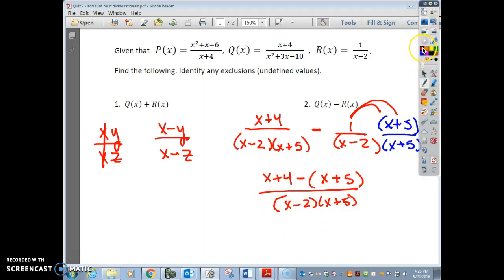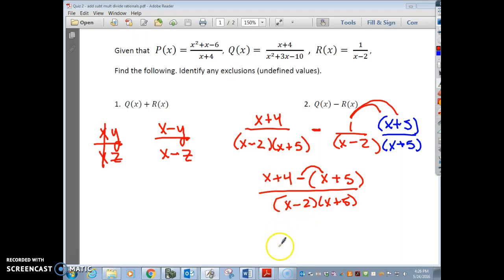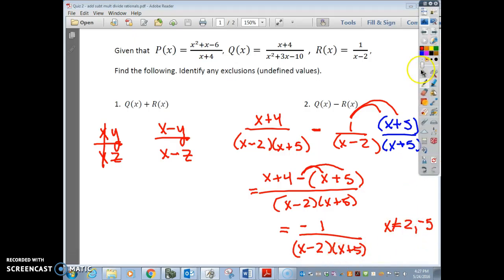So back to over here. We're going to have to simplify and combine the like terms. Over here, we're going to have to distribute the minus. So x minus x is going to be 0. Those two cancel out. And then 4 minus 5 is negative 1. So this is negative 1 over x minus 2 times x plus 5. And that's all. Everything has reduced. I cannot reduce it further than this. And again, my exclusions here. What can I not plug into here? What would make this bad? If I plug in a 2, because that would be divided by 0, and a negative 5. Okay, and that's it.